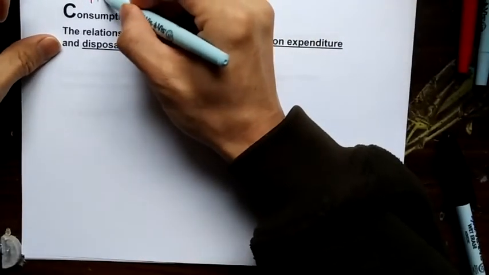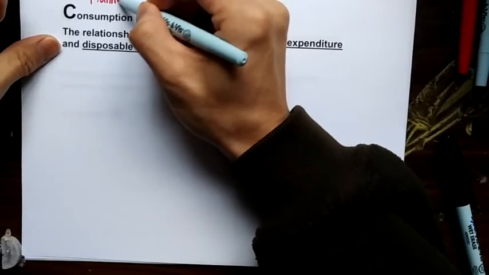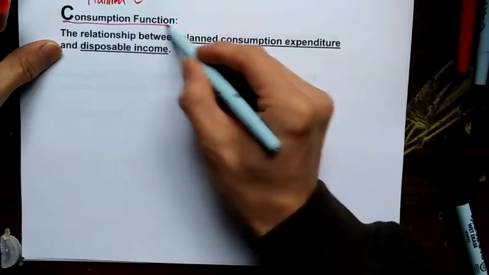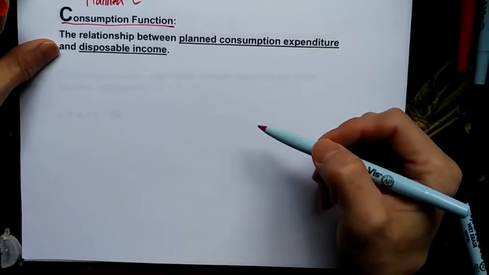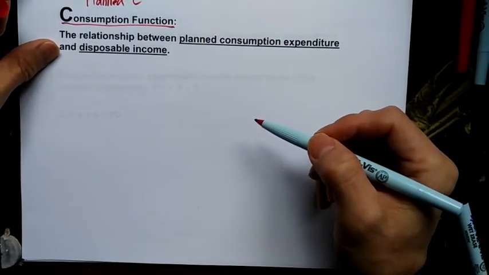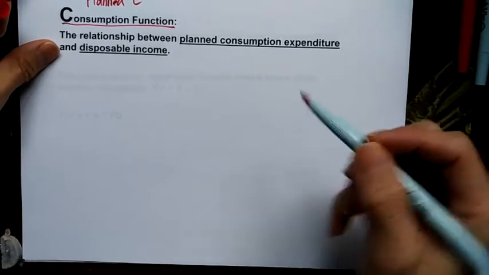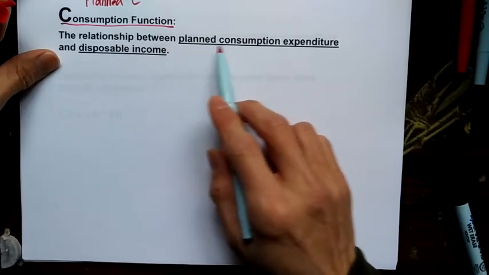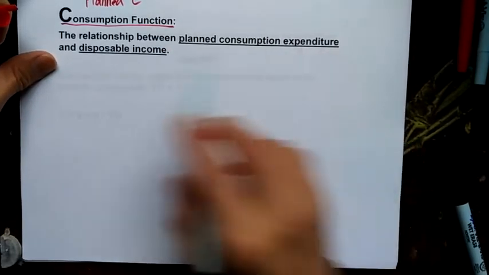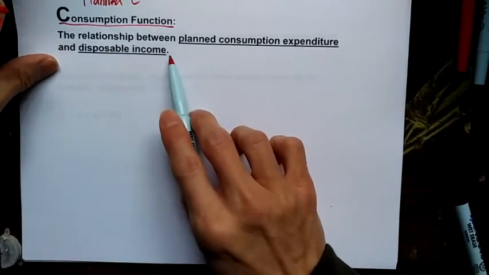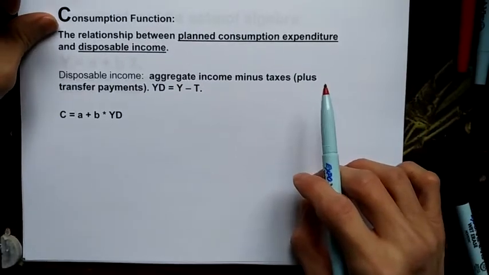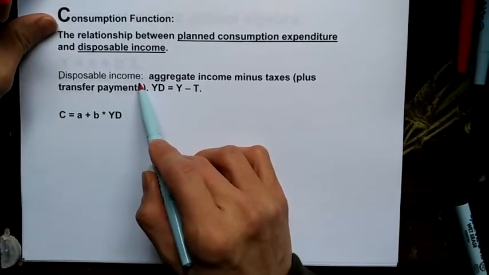Your planned consumption is a function. It's a function of what? Income. So consumption function is the relationship between planned consumption expenditure and the disposable income. That is, your consumption depends on your disposable income. What is disposable income?